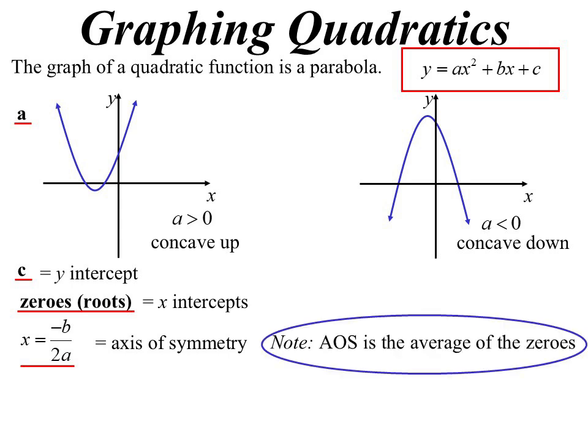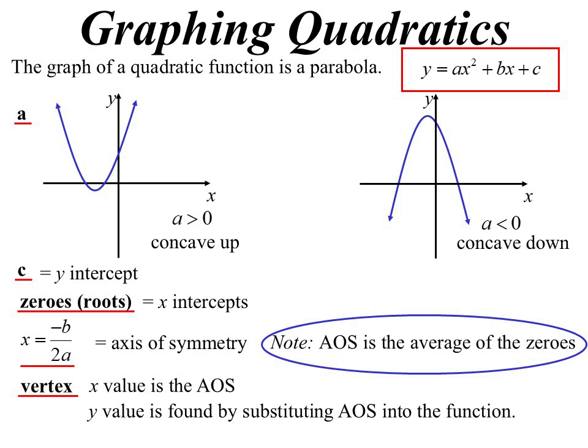Another way of finding it, if I've already worked out what the zeros or the roots are, then I can just average those because of the symmetry. It's always going to be in the middle of those. Vertex then. Well, once we know that, we can sub it in and then we get the y value. We've then got the vertex.